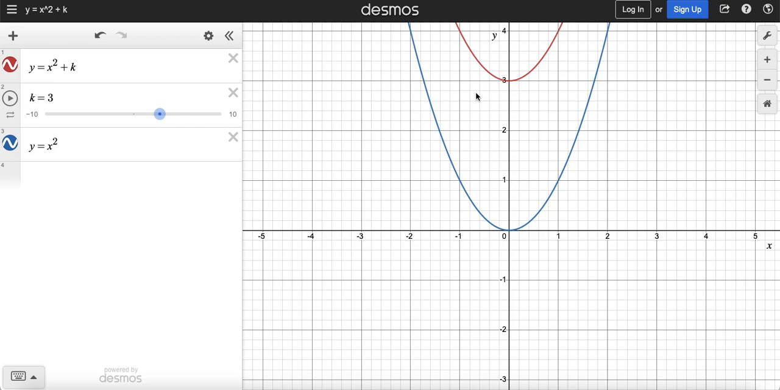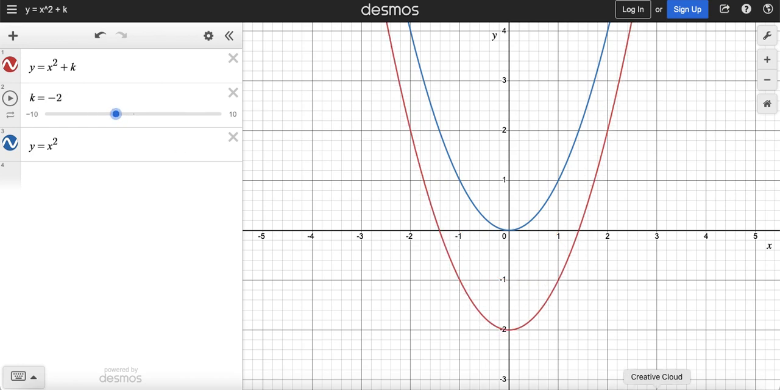Okay, another question we can ask is what happens if this number here is negative though? Like what if I had a negative number? Well, let's see. If I have negative 1, then what I'm doing is I'm shifting the graph down 1. If I have negative 2, then I'm shifting the graph down 2.